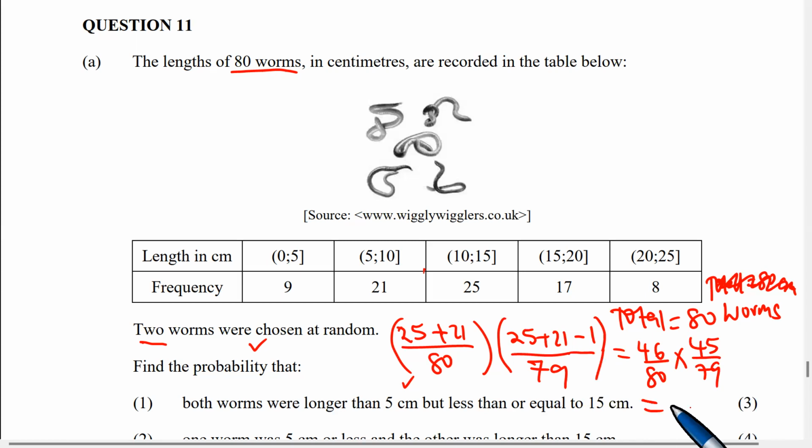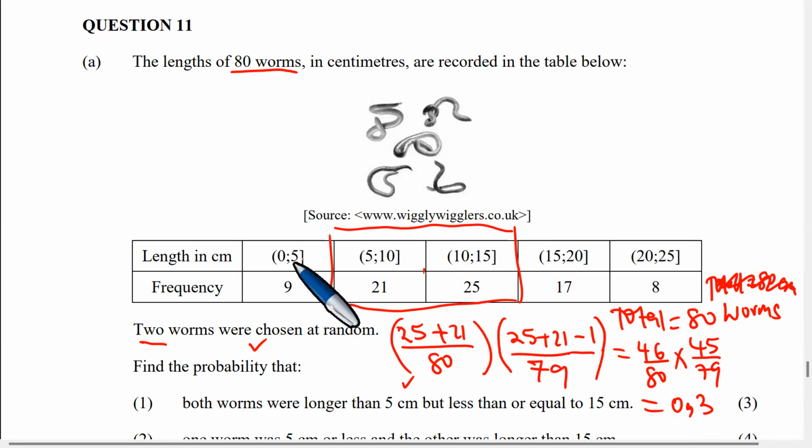The answer is 0,3. So the probability is 0,3, because they were saying find the probability that both worms were longer than 5. Remember, longer than 5 means that you are here and now you are moving from here, but less than or equal to 15. So you are looking at this region here.